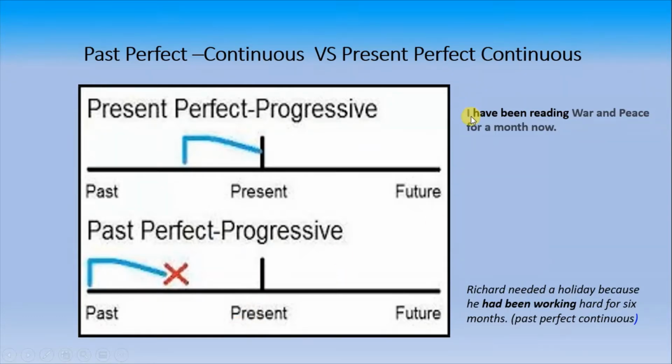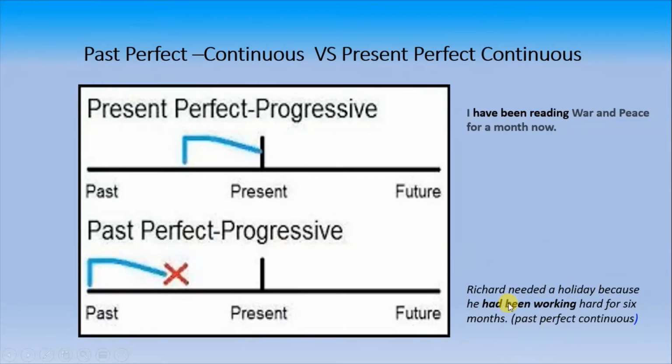So we can see here an example. For the present perfect progressive, I have been reading War and Peace for months now. Past perfect progressive, had: he had been working. You see here, this is the rule. Richard needed a holiday. Why did Richard need a holiday? He needed a holiday in the past.